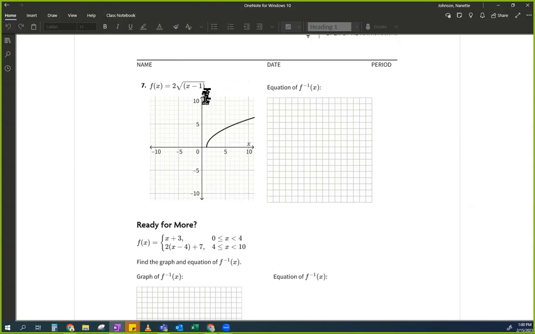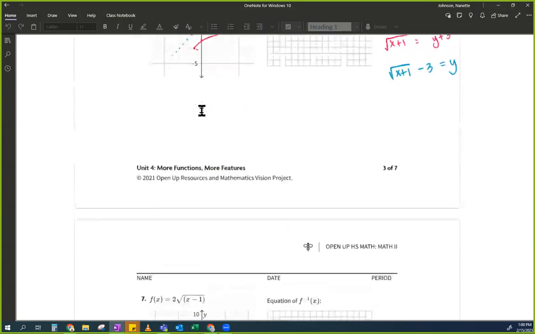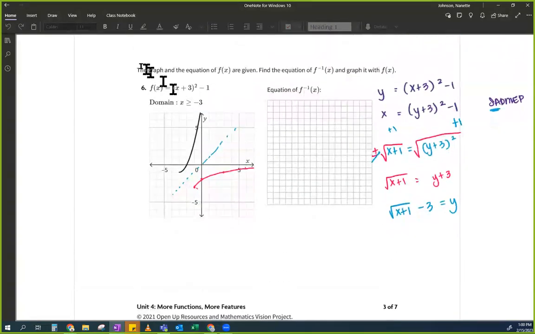So the directions for this one, all the way up here, slowly scrolling. It says the graph and the equation are given. Find the inverse and then graph it. Okay, and this is what we did last time. Here's us switching x and y and then solving.